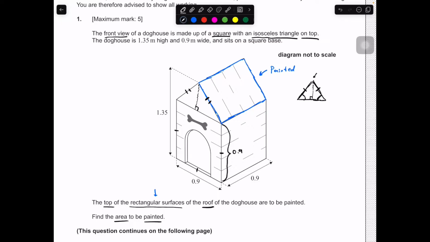Okay, so there's a fair bit of information presented here. Another way to possibly work this out, just thinking about it, is if we just want to find this rectangular surface on top, we can ask, what would we need to find this rectangular surface? Well, the area of any rectangle is just length times width. So we know that the length, given that this doghouse is on a square base, is 0.9, and this itself would be equal to 0.9.